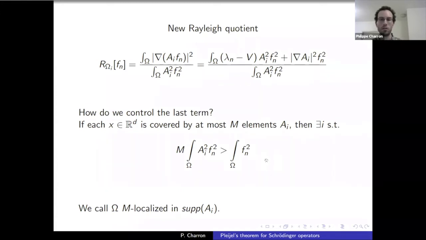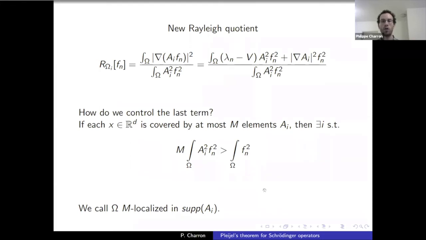I don't know if that makes sense or not, but the idea is that if you cover it at most m times, there's at least one index where, if you localize with this AI squared, you don't mess up the L2 norm too much. So you cannot have this decrease to 0 or arbitrarily flat. There has to be at least one index such that this ratio on the right is not too big. It's bounded by m. And we say that omega is m-localized in the support of AI.